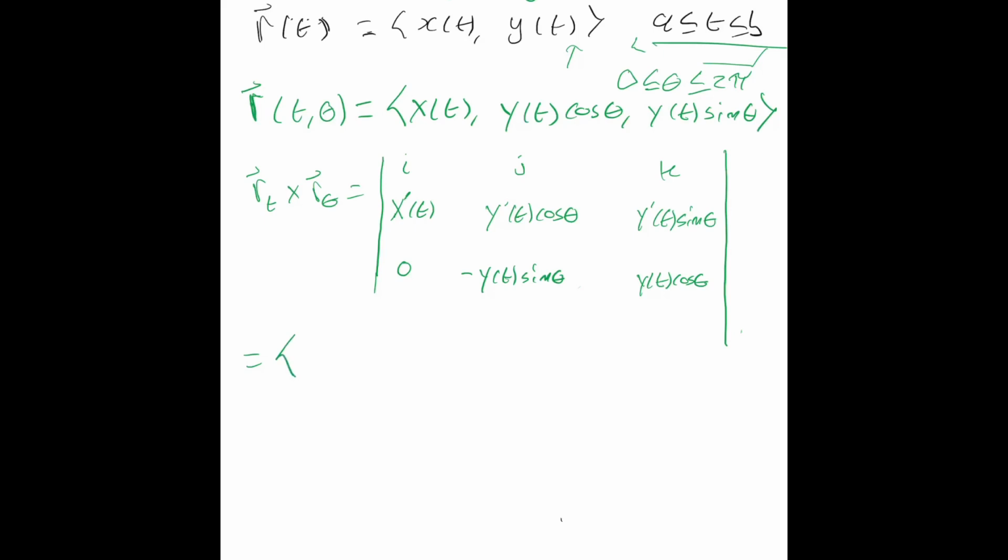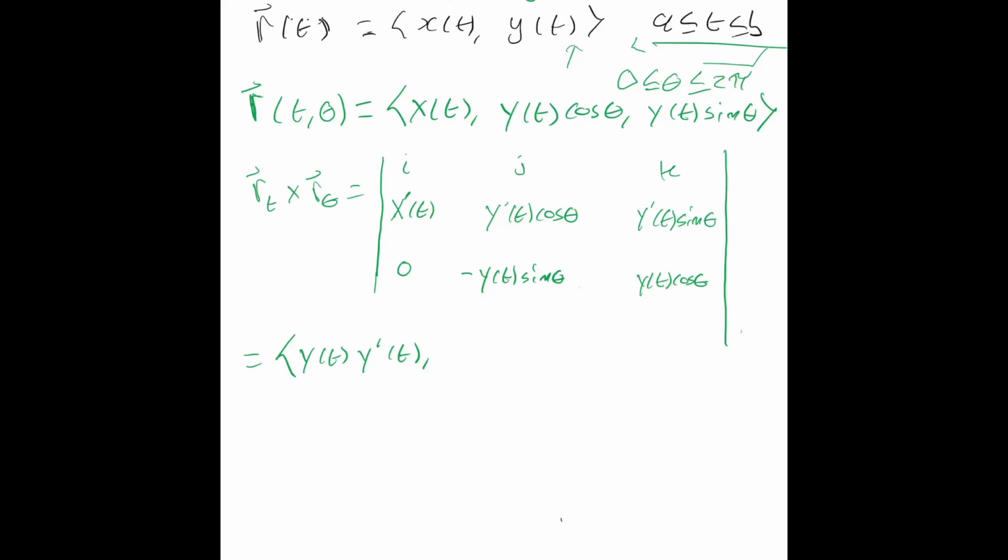Okay, so now we're going to do the cross product. So if we look at the determinant on the right-hand side, the columns on the right side, notice what we get is y prime of t times y times cosine squared plus y prime of t times y times sine squared. So together, that's just y prime of t times y of t.